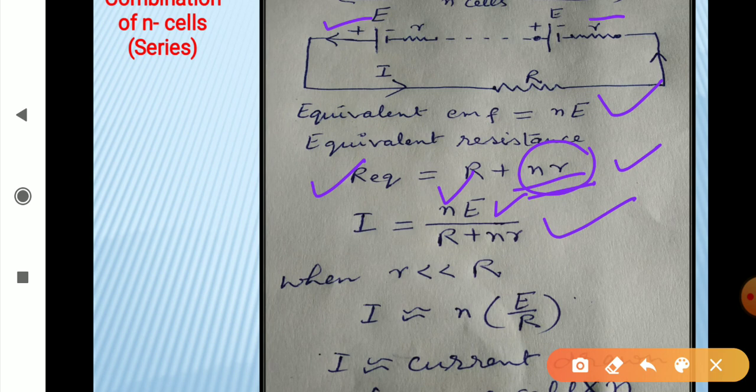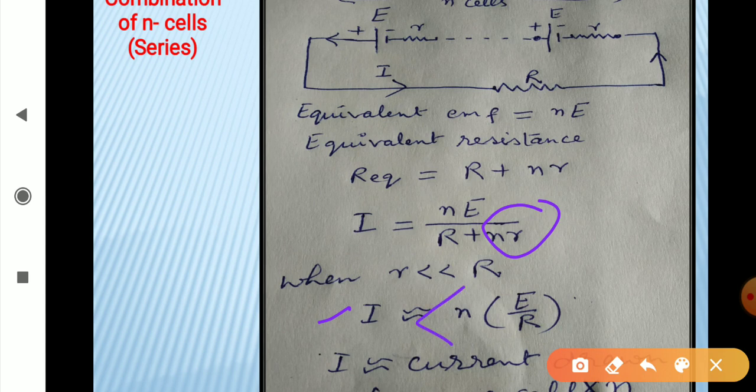What is the condition for them to be used? Now if this r is much smaller than capital R, internal resistance is much smaller than external resistance, then the current I will become n times E upon R. In such a situation, we can neglect this nr and I will be nearly equal to n into E upon R.